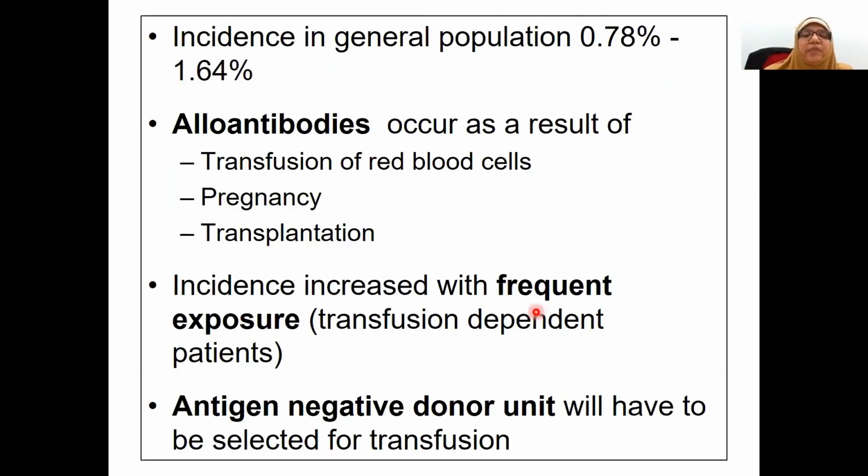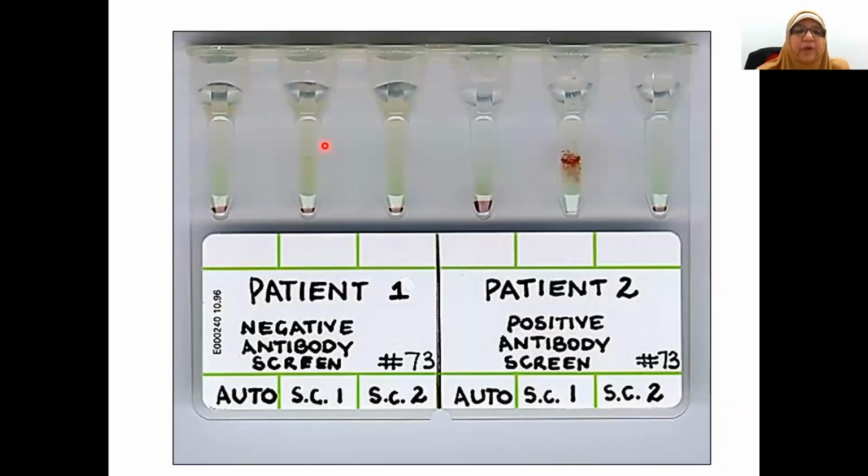What is the percentage in the general population that have antibodies? It's around 1 to 2%. All right, so this is just to show you how we do it. This is negative, remember? We do it with the screening cells, screening cell 1 and 2. This is negative. This is negative. But you see here, this patient is positive with screening cell 2.